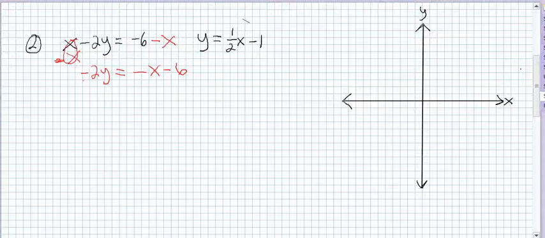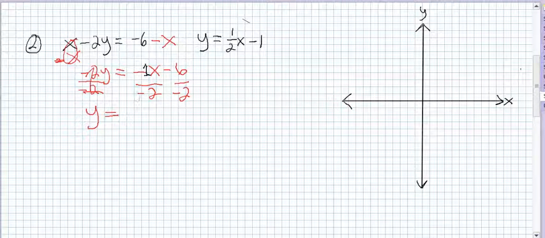Okay, next step, I need to get y by itself, so I'm going to divide by negative 2. I'm going to divide by negative 2, and I'm going to divide by negative 2. Negative 2 over negative 2 is a large and in charge 1. So this is a 1y. I keep the equal sign. Okay, there again, there is an invisible 1 in front of this x. So I've got to put my invisible 1 there.